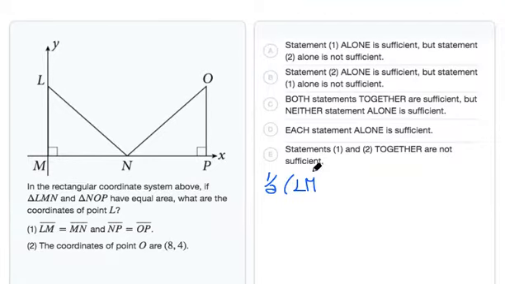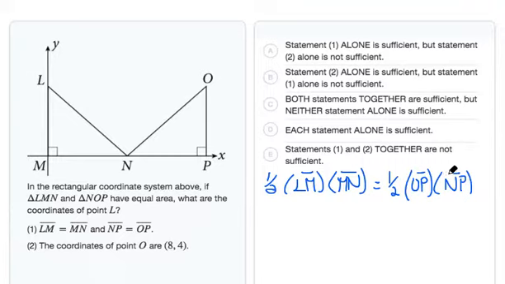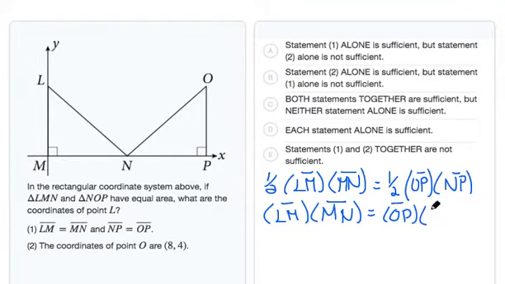times the line segment LM times MN will equal 1/2 times OP times NP. The left-hand side represents the area of triangle LMN, and the right side represents the area of triangle NOP. We can actually cancel the 1/2s, so we're left with the relationship LM times MN equals OP times NP.